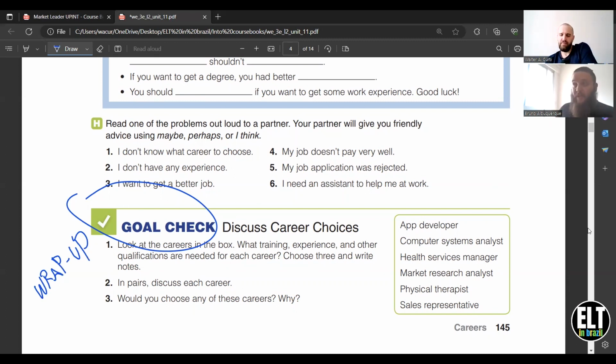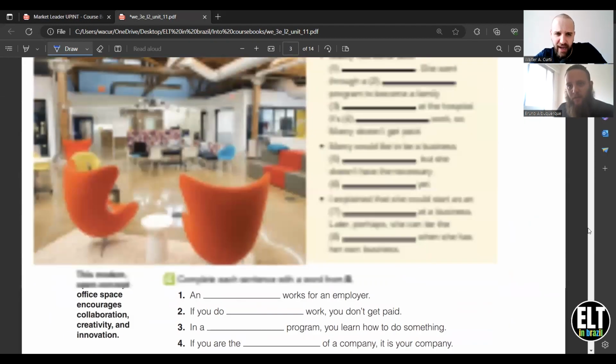Sure. The adult learner sits down in this class, and they know exactly where they're going. So, okay, today's objective is to discuss career choices. I will know that by the end of the lesson, if I can discuss career choices better than I did when I sat down for this class.